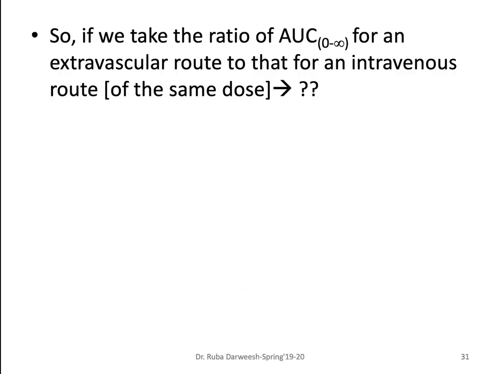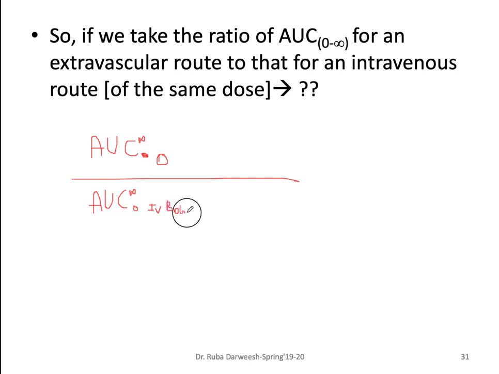So we are having the area under the curve for the same dose, 0 to infinity, for extravascular, let's say route of administration 1, over the area under the curve 0 to infinity for IV bolus. This is what I'm asking you to calculate. According to whatever I just mentioned, it will be equal to F, okay?